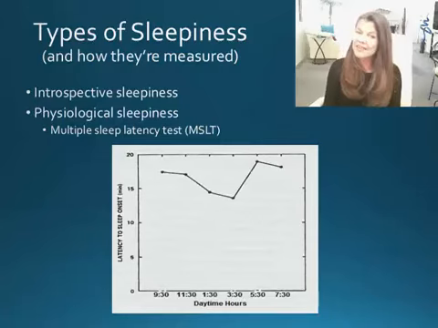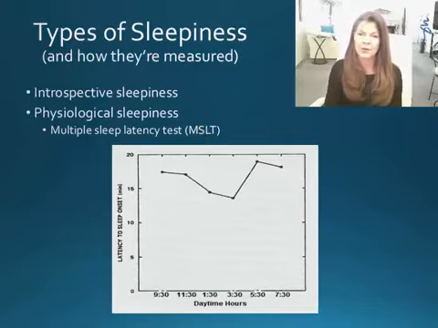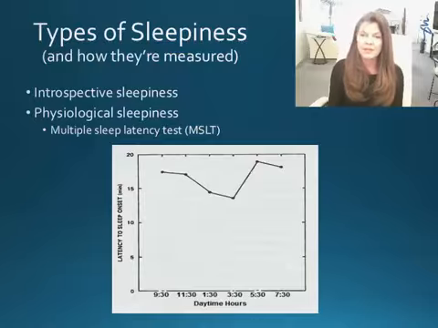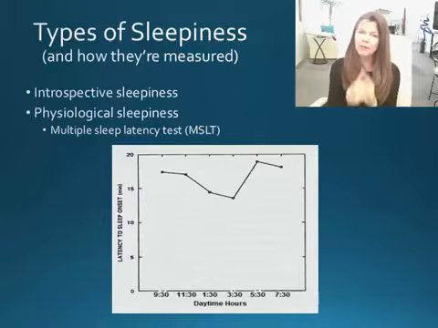The second type of sleepiness is physiological sleepiness. This is the physical component of sleepiness, a relatively objective one, the strength of your body's need to sleep. It is most commonly measured using the multiple sleep latency test. Oftentimes, this is just referred to as the MSLT.